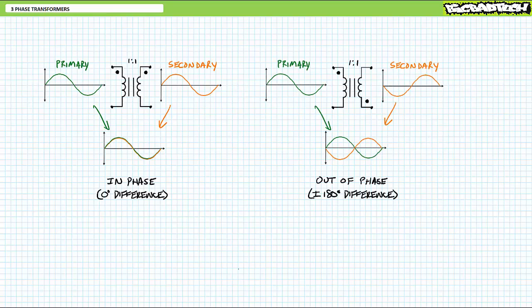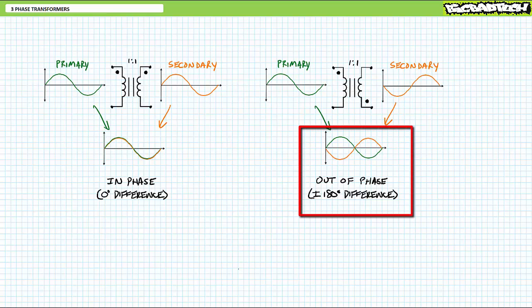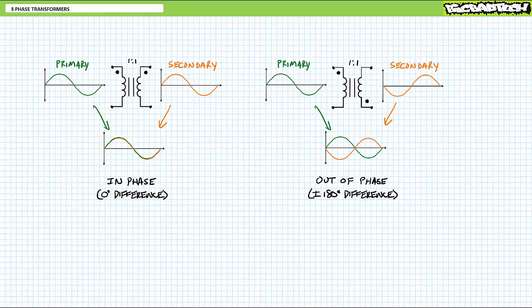If, however, the phase dots were on opposite ends of the secondary winding, effectively using the secondary output backwards or inverted, we could see that the secondary output is perfectly out of phase with the primary input, exhibiting a plus or minus 180 degree shift, such that the secondary output valleys when the primary input peaks, and peaks when the primary input valleys.